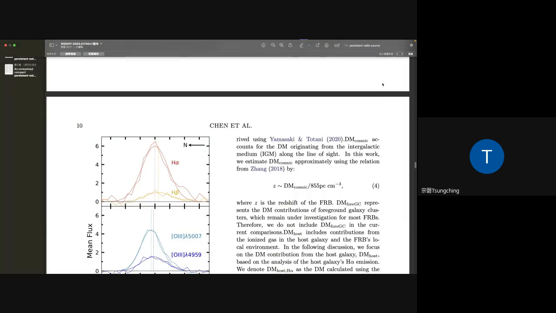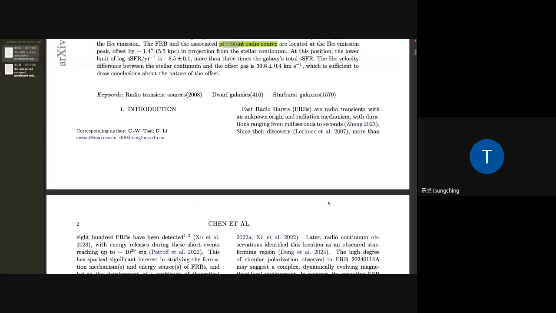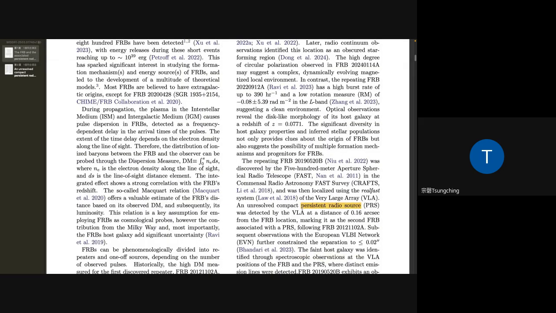Another thing is the PRS. So what is the PRS? PRS is a persistent radio source. For some FRBs, like FRB 121102, at a very similar location they do not only detect the fast radio burst, but also a radio source whose lifetime is longer than the burst. So it's not a flash, it's long-lived. This is called the PRS.